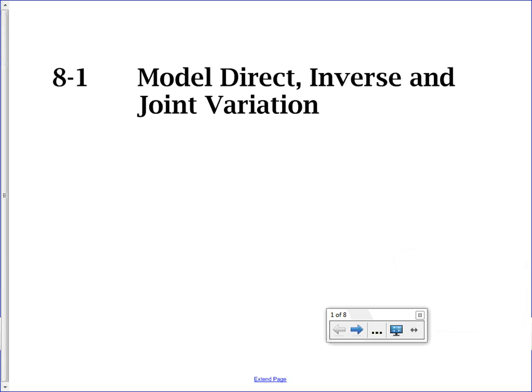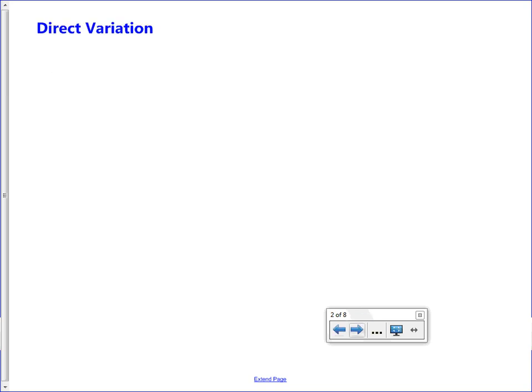This video is about modeling direct, inverse, and joint variation. These are all different ways that variables can be related to each other. The first is direct variation.